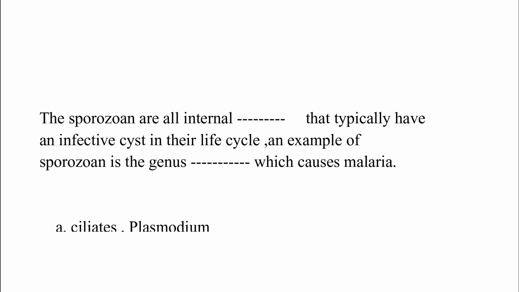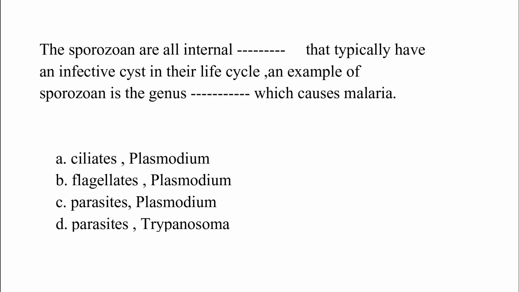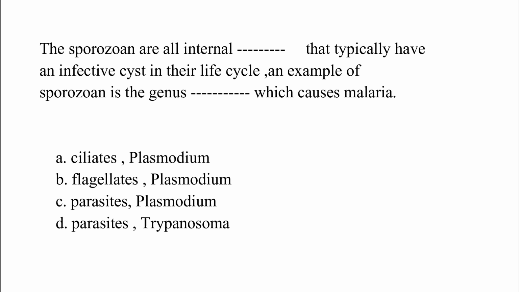The sporozoa are all internal dash that typically have an infective cyst in their life cycle. An example of sporozoan is the genus dash which causes malaria. Option A, ciliate plasmodium. Option B, flagellates plasmodium. Option C, parasite plasmodium. Option D, parasite trypanosoma. The correct answer is option C, which is parasite plasmodium.